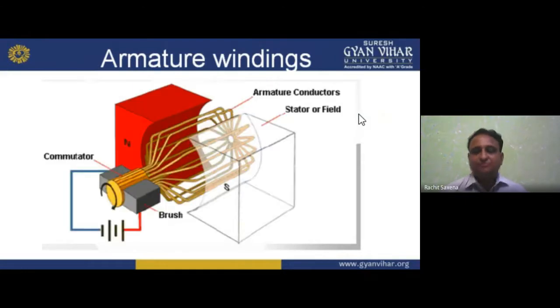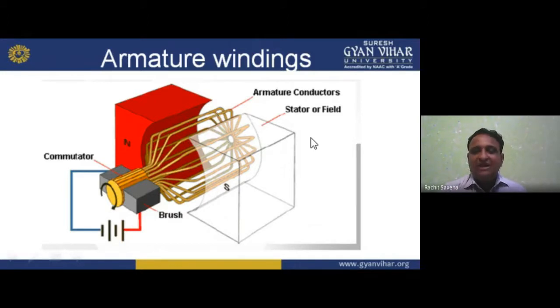Now we have this system, that is the north pole and south pole. In this we have the armature conductors. As I told you earlier, we have the armature core, and on that armature core we place the armature conductors. They are basically the windings, because one turn consists of two conductors. That is your stator or field. That is the armature rotor, and those are the brushes. That slotted thing is the commutator. It converts bidirectional current into unidirectional current. Then we get the output in the form of voltage.